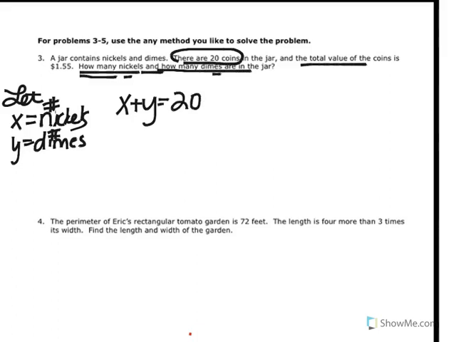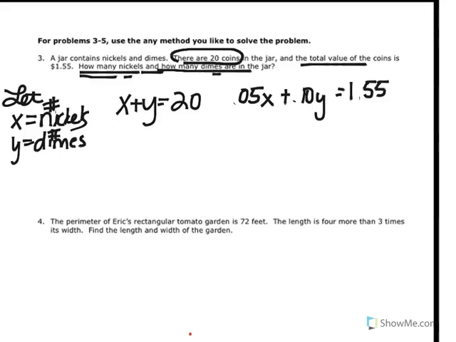Now for the value, each nickel is worth 5 cents, so 5 times x plus 10 cents times y equals $1.55. Now let's look over what we've got here. And you can ask yourself, what would be the best way to solve this? Well, for me, there's one way that's the easiest, but there's a couple ways that are fairly easy. But the third way, I think, is the hardest.